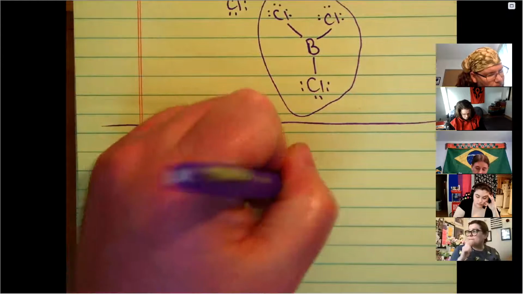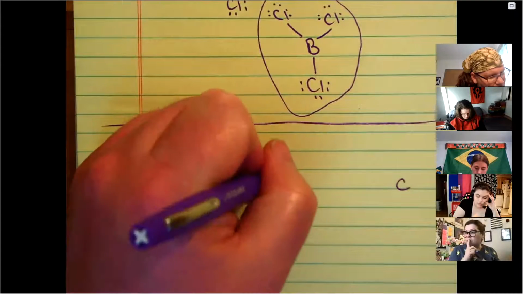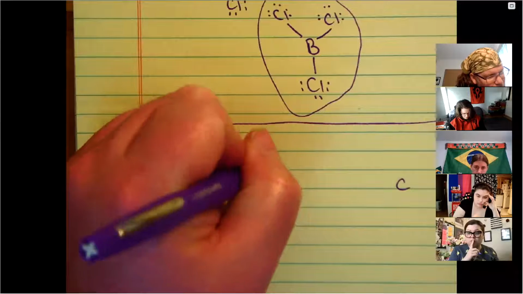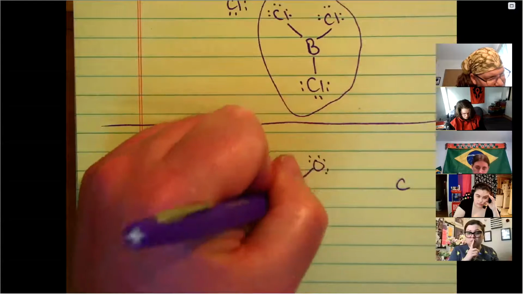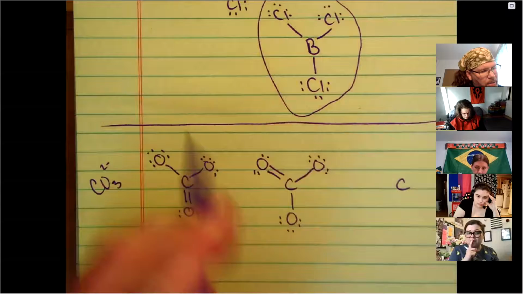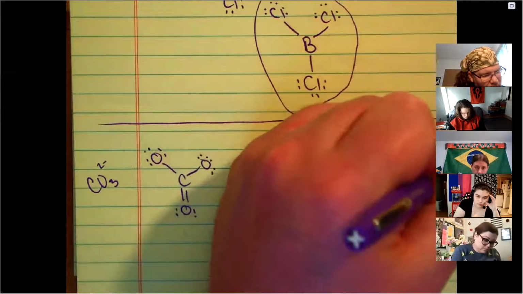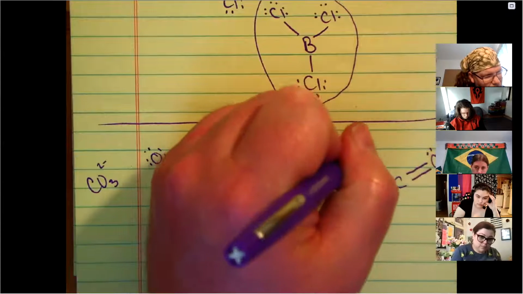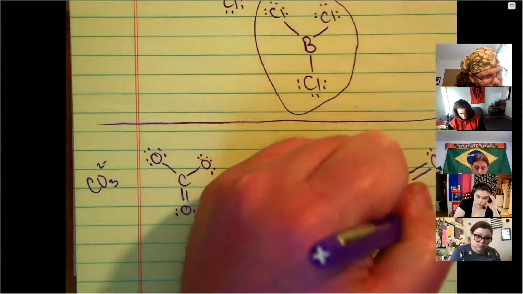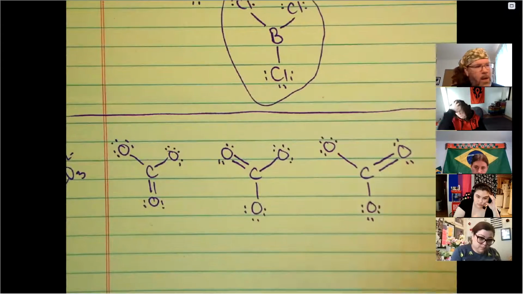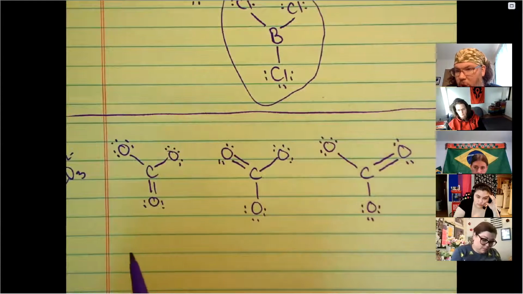Now, depending on your style, you may have decided to share that extra pair of electrons with this oxygen instead of this one. Or you might have chosen to share that extra pair of electrons with this oxygen instead of the other 2. I think we would all agree that all 3 of these Lewis structures are correct Lewis structures. Each of the atoms has a full octet. Each one of the Lewis structures has exactly 24 valence electrons in it.